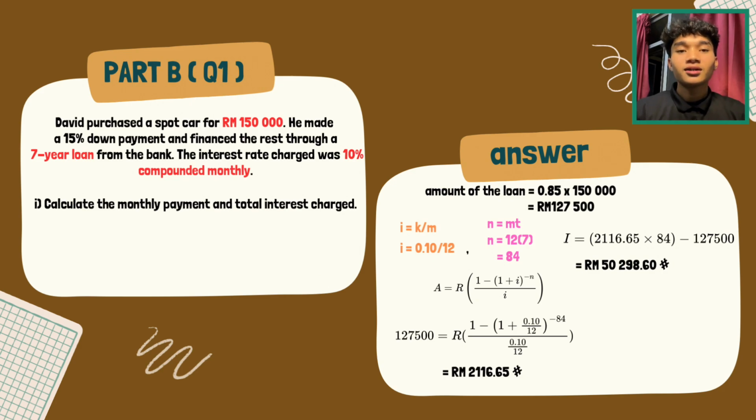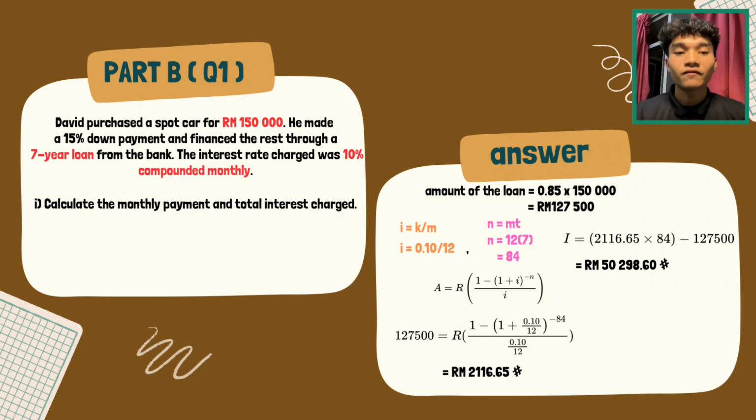Let's move to part B, question 1. David purchased a sports car for 150,000. He made a 15% down payment and financed the rest through a 7-year loan from the bank. The interest rate charged was 10% compounded monthly. For question 1, calculate the monthly payment and total interest charged.